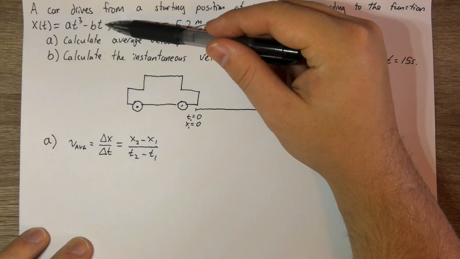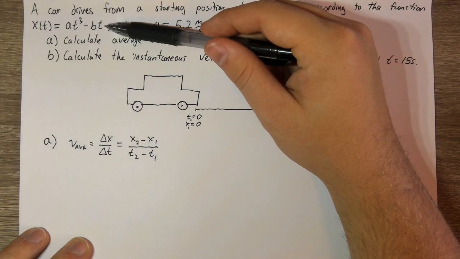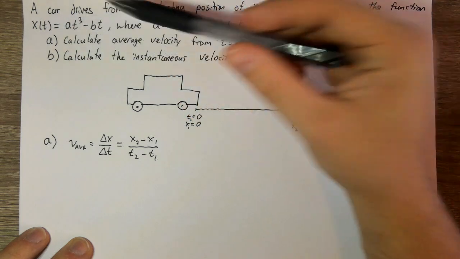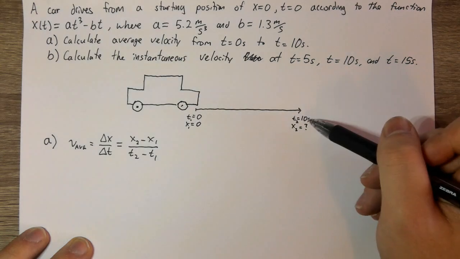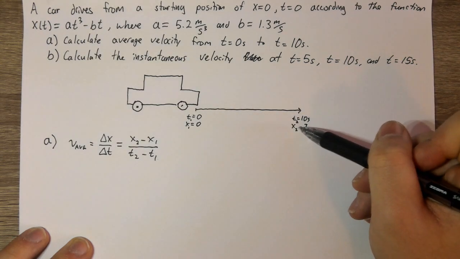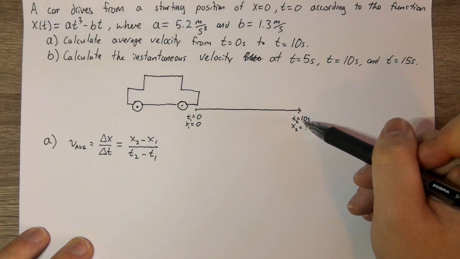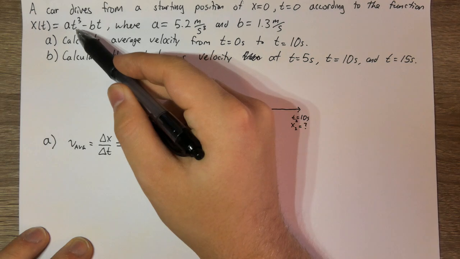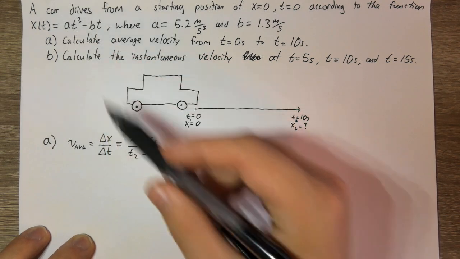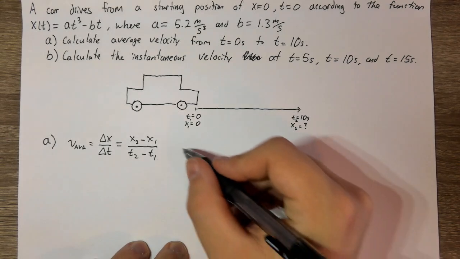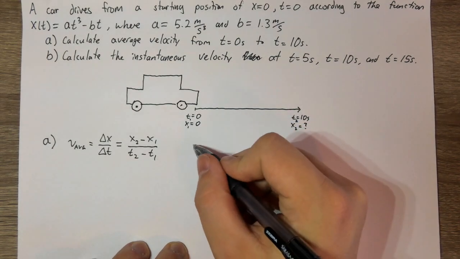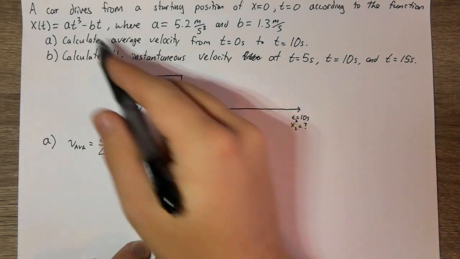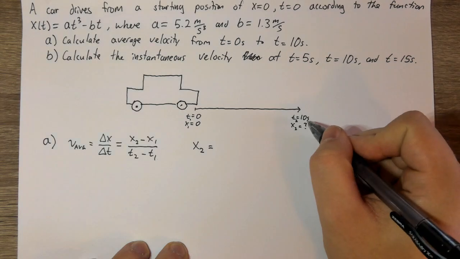But up here we have an equation for x, where x is equal to this. And we want to find our position at t2. So we can simply plug t equals 10 seconds into this equation to solve for our position at that time. So x2 is equal to this equation with 10 seconds plugged in.